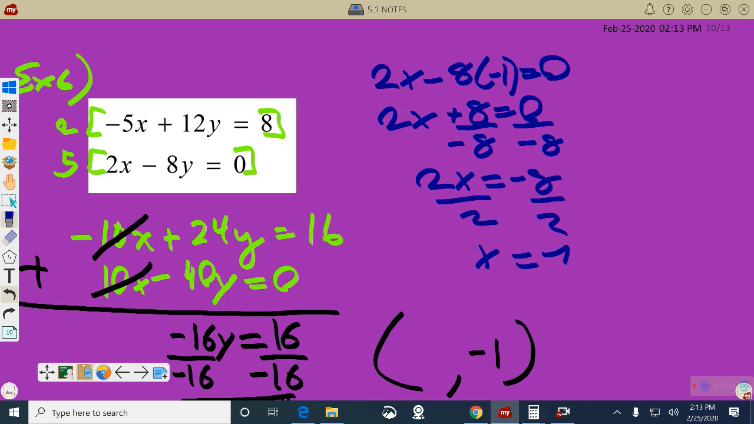X is negative 4. I don't know how that got there, but yeah. Watch this. Put negative 4. Wow. And then put on the ordered pair. Box that puppy. There's an ordered pair. Look at the ordered pair. It is negative 4, negative 1.